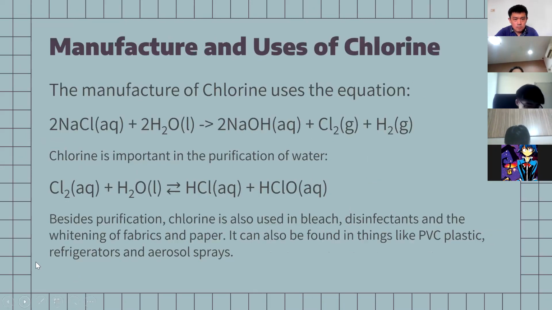And chlorine is actually a very useful element. There's the formula for the manufacture of chlorine and in the purification of water. Chlorine is very useful in purification of water, but it also has other uses like in bleaches, disinfectants, refrigerators, and the whitening of paper.